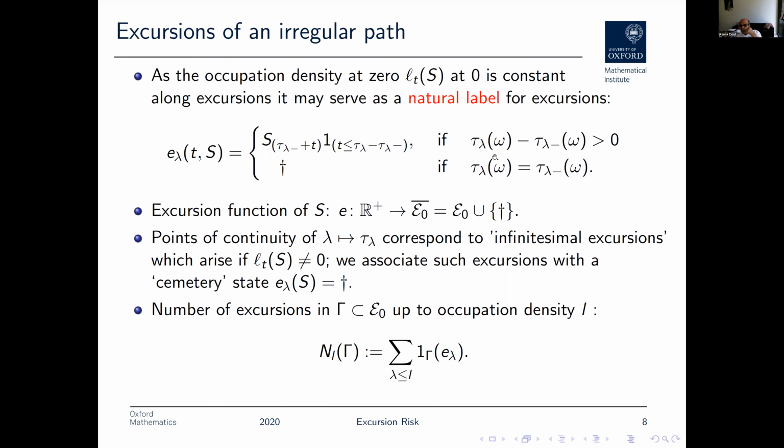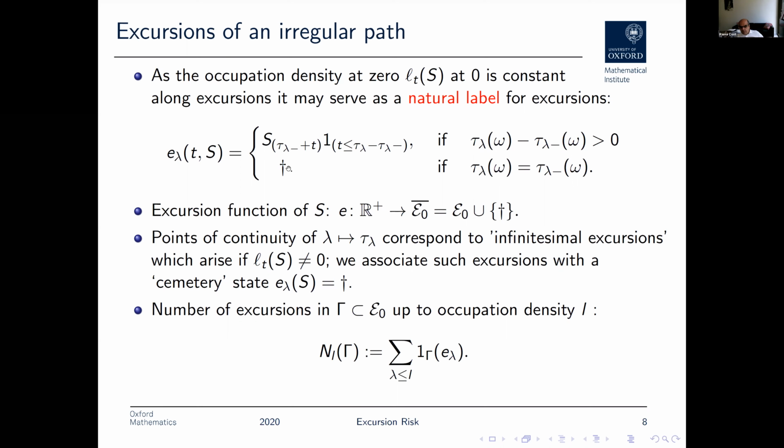So it means that there are two kinds of ways to visit zero. Either you stay around the zero and you accumulate occupation time. So in this case, tau is not discontinuous, and we call these things infinitesimal excursions. But for our purpose, we're not interested in those, because if it stays around zero and does infinitesimal excursions, it doesn't reach any level delta. So we don't care about these.